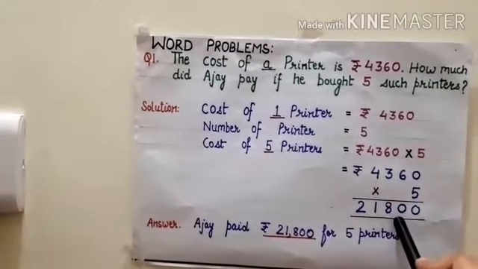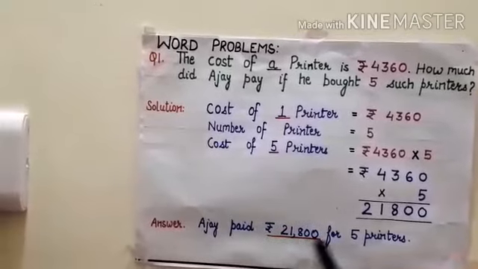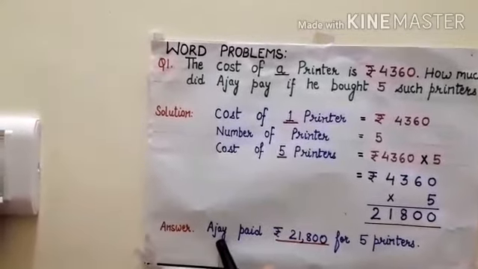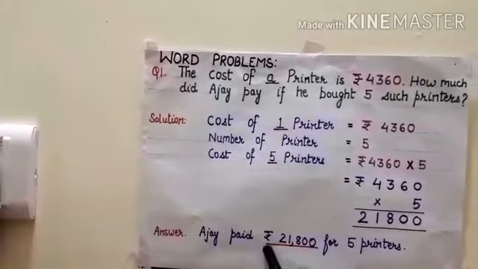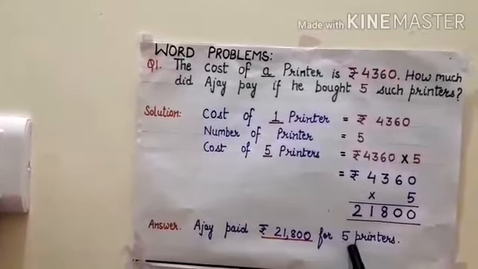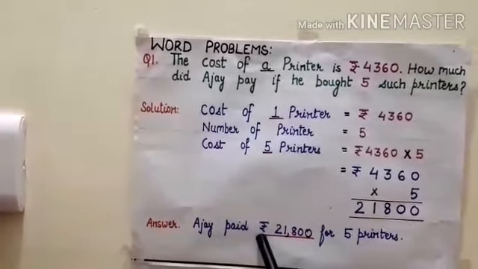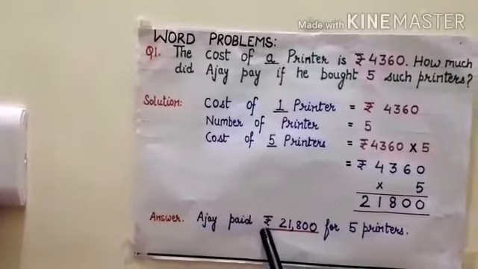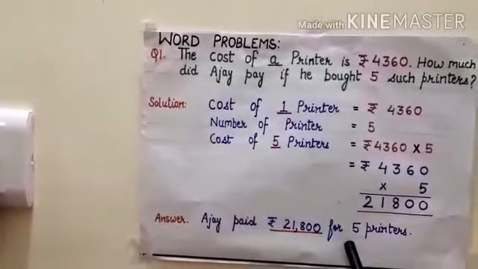You always write your final answer with the final answer statement. So your final answer statement will be: Ajay paid rupees 21,800 for 5 printers. Here also you have to write down the symbol of rupees because this is the cost of 5 printers.